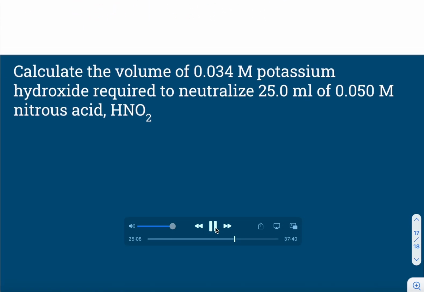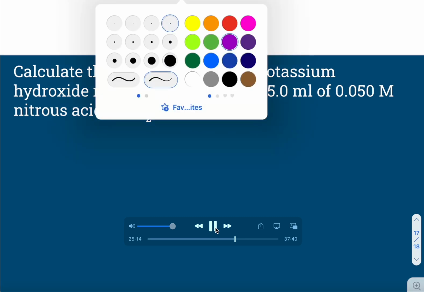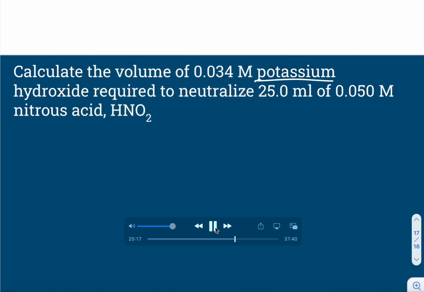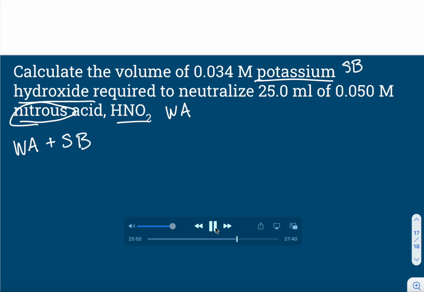So now let's try another neutralization. This one is potassium hydroxide, which we know is a strong base, a group 1 hydroxide. Nitrous acid is a weak acid. Nitric is strong, but nitrous is not on that list of 7. So this is going to be a weak acid plus a strong base, and that does not have the same net ionic equation as the one we just did. Let me explain why.